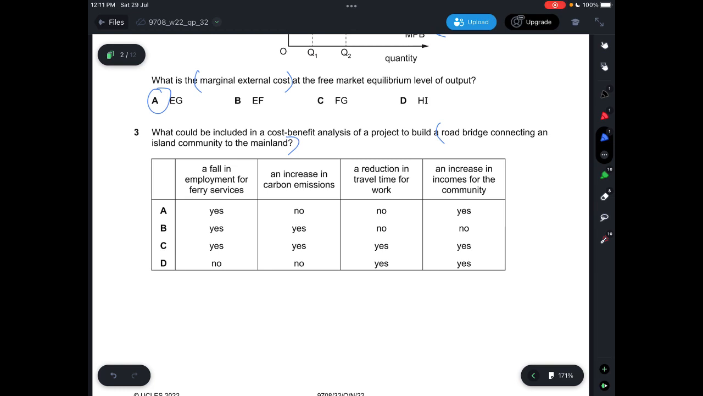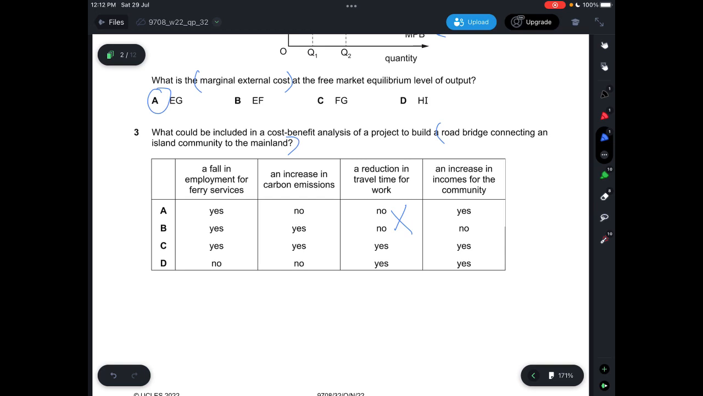Let's say 30 to 40 minutes, depending on the day, also tide conditions and all those. If you were to build a bridge which spans across 13.5 kilometers of sea, that means you'll be able to get from mainland to island or island to mainland within 20 minutes. So that actually cuts your time by at least 50%. So yes, there is a reduction in travel time for work. So this is a consideration. So this has to be included. Therefore, A and B is incorrect.